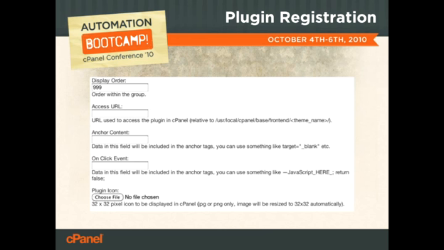Then we have the on-click event, which is any JavaScript that you might want to have happen when this link is clicked. Meaning that if you don't want it to open another page, you populate this field to do that. And then our plugin icon, which is just a 32 by 32 image file that you upload. Now, we state here that we will resize anything that's not 32 by 32, but we highly suggest doing it. It also says it takes JPEG or PNG, but the output format it uses is PNG. So you should put PNG into it.